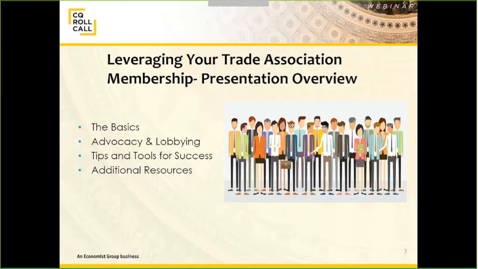So Blake and I are both very familiar with different trade associations. I currently work at a trade association for community banks, and Blake, obviously on the corporate side of things, utilizes a trade association for many resources and information.